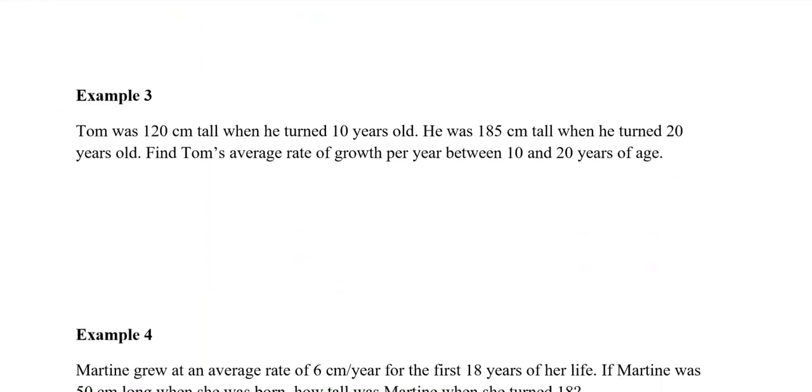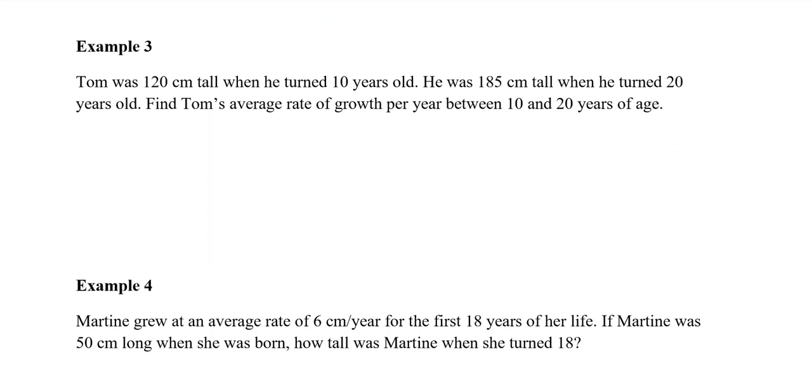Okay, question 3. Tom was 120 centimeters tall when he turned 10 years old, and he was 185 centimeters tall when he was 20 years old. Find Tom's average growth rate between 10 and 20 years of age. So we don't normally have 4 numbers working in our rate here, but we need to do some subtracting.